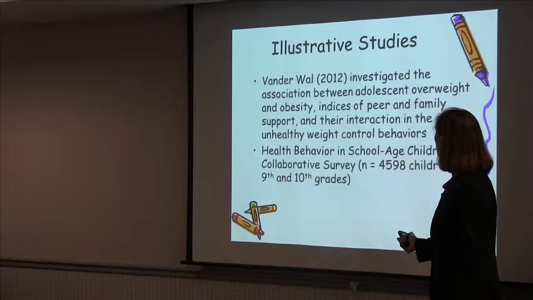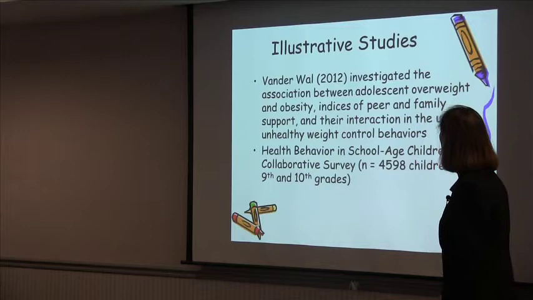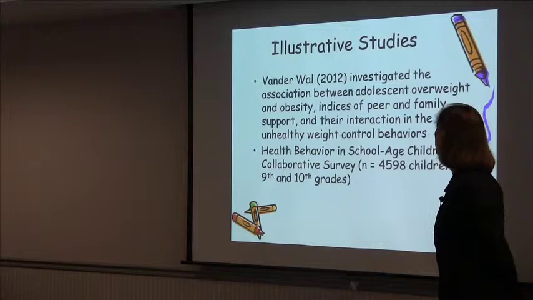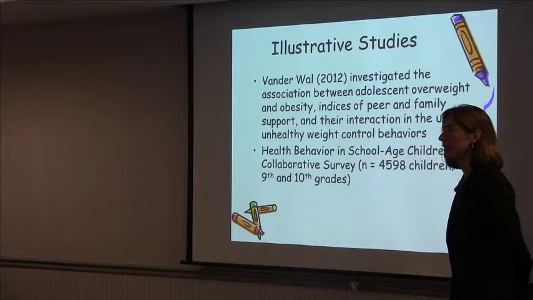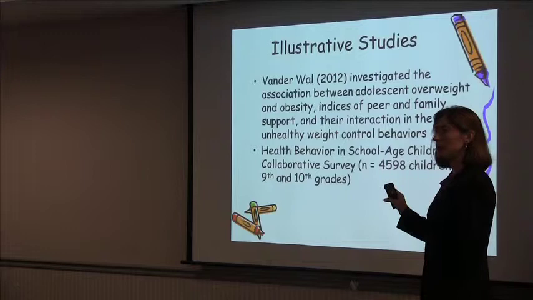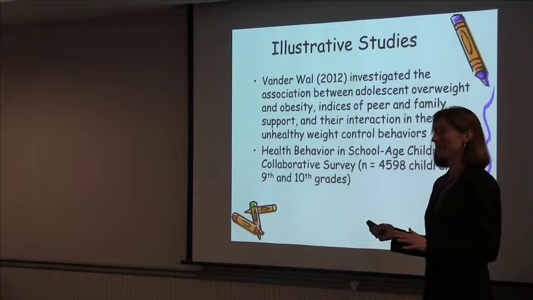So a few illustrative studies of this relationship. This is one that our group did. We investigated the association between adolescent overweight and obesity, indices of peer and family support and their interaction, and the use of unhealthy weight control behaviors. And so for this one, we used the Health Behavior in School-Aged Children collaborative survey, used 9th and 10th grades here, so 4,598 children. And just an aside, we chose these two grades because they were asked the questions in which we were interested. Not all grades were asked the same questions.